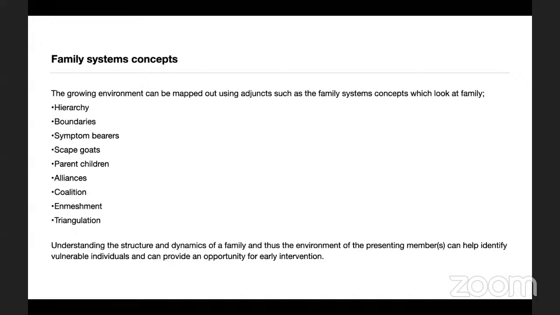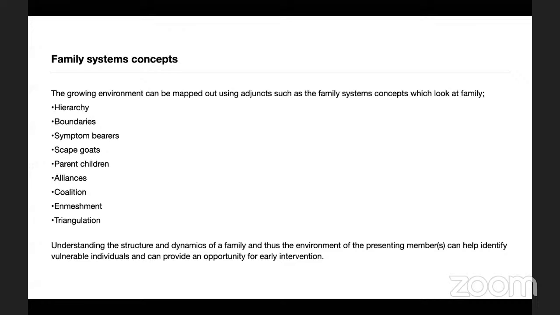So part of that growing environment that influences how a person develops is the family systems concept, which includes what's listed below. So they look at family at the level of hierarchy. So this shows who is responsible for making decisions in the home. It accounts for whether people are heard or not within the home, boundaries, whether they're clear and healthy, or if the boundaries are obscured or non-existent, which creates a very volatile environment. There are symptom bearers, scapegoats, the parented child, which we're familiar with, as well as alliances.